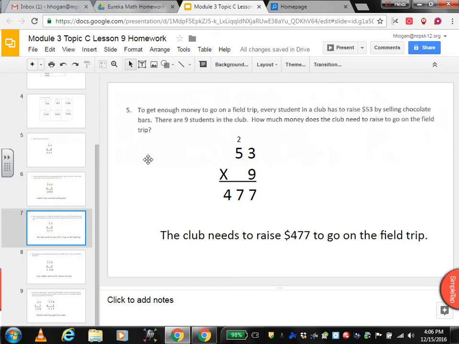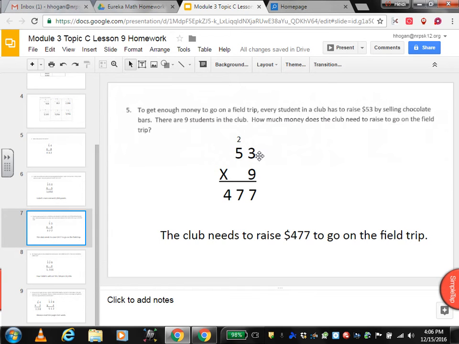To get enough money to go on a field trip, every student in a club has to raise $53 by selling chocolate bars. There are 9 students in the club. How much money does the club need to raise to go on the field trip? So $53 per student, and there are 9 students. So 53 times 9. Set up the problem.